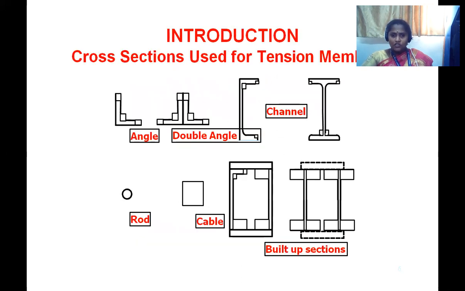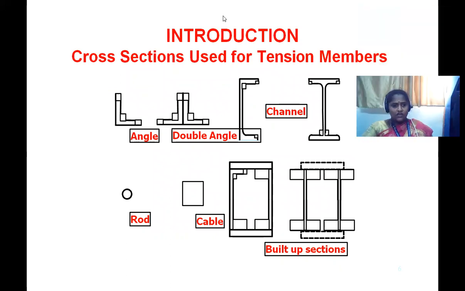And what are all the cross sections we use for designing the tension members? Here you could see angle section. Angle section you know very well. And this is the double angle. Sections we use can be an angle, channel section, T section individually, or I section, whatever it is.